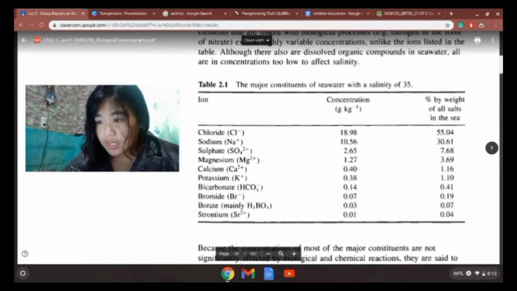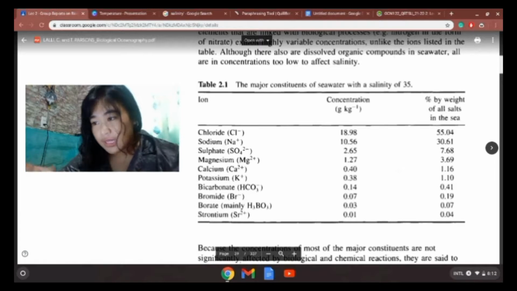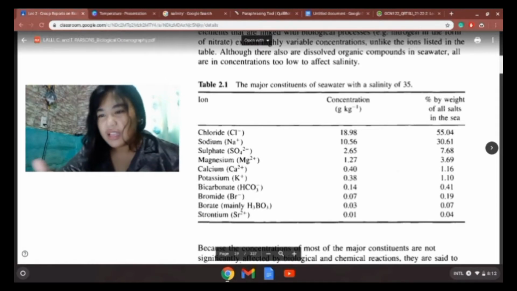Major constituents of seawater with a salinity of 35. As you can see, chloride is 18.98 in concentration.